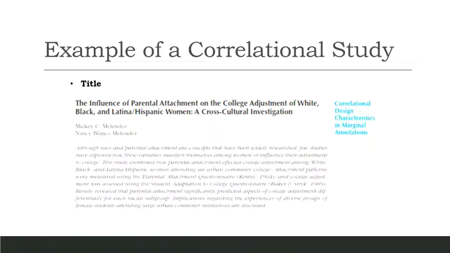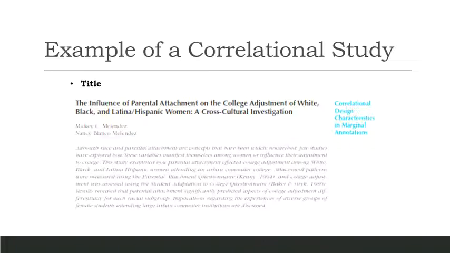This is an example of a correlational study. The following example has been extracted from the 4th edition of the textbook that we have, Educational Research. So we have extracted the example from the 4th edition. So from this correlational study, you can actually recognize a correlational study based on the title alone. So there would be a correlational design characteristic and marginal annotations.